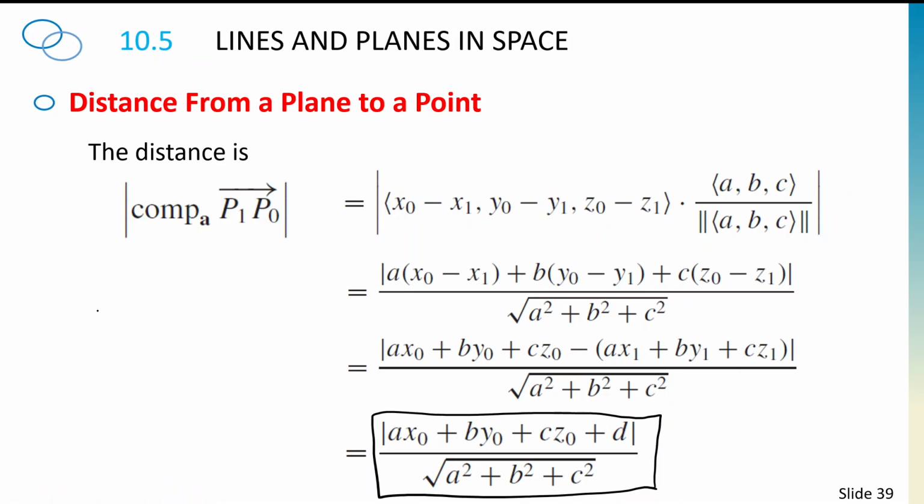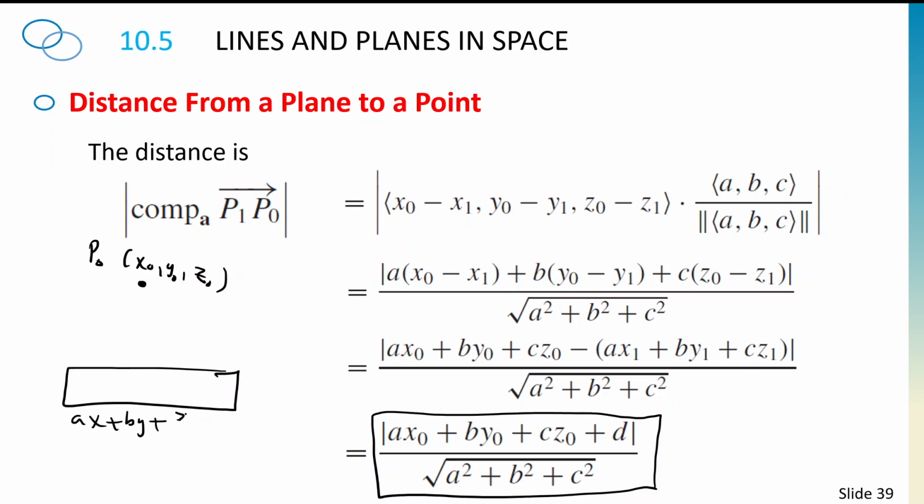Okay, this is the distance from a point to a plane. The point for us is x naught, y naught, z naught. This is the point P naught. And this is the plane equation: ax plus by plus cz plus d equals 0.